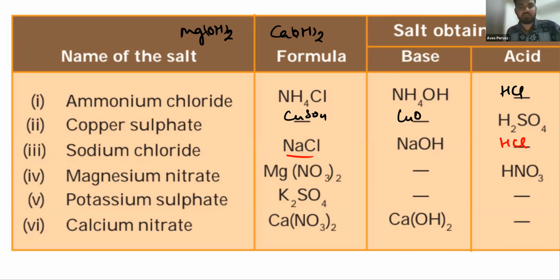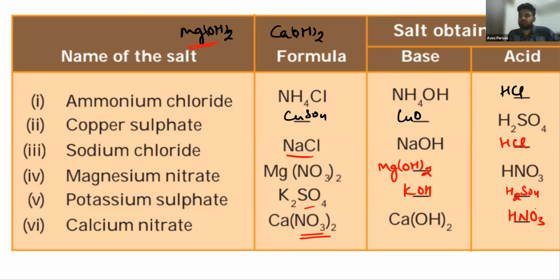This one, magnesium nitrate. Which base will be used? You know that magnesium hydroxide is formed, so you can write magnesium hydroxide. For potassium sulfate, potassium hydroxide is also formed. For calcium nitrate, the acid will be HNO3, sorry. And here sulfate is being asked, so the sulfate group we get from H2SO4. You got it? So that is simple and easy. I hope you understood.